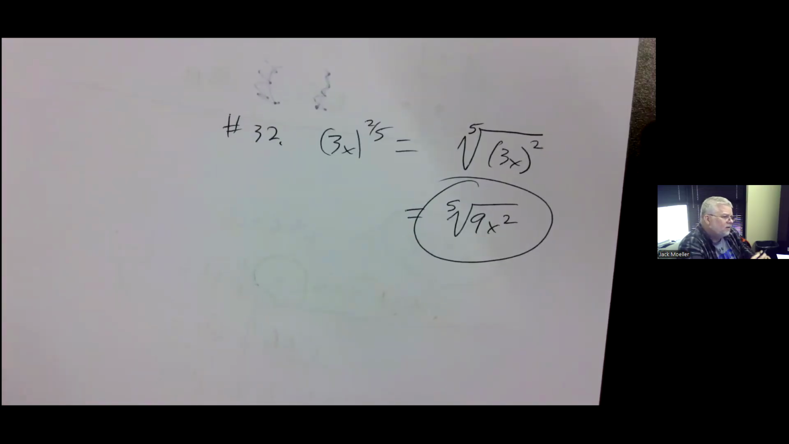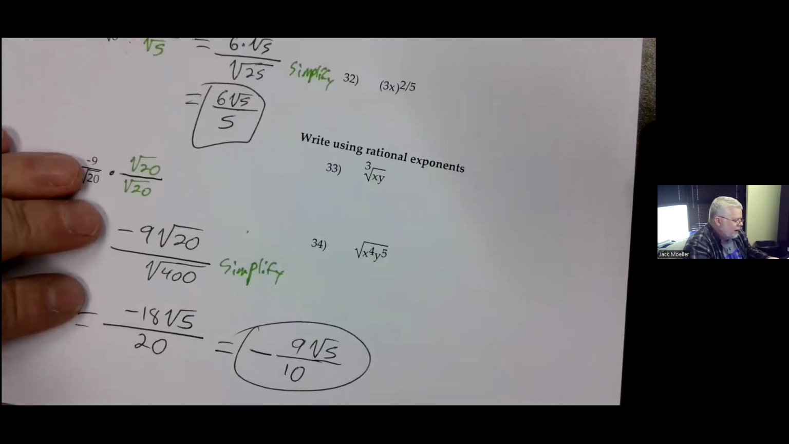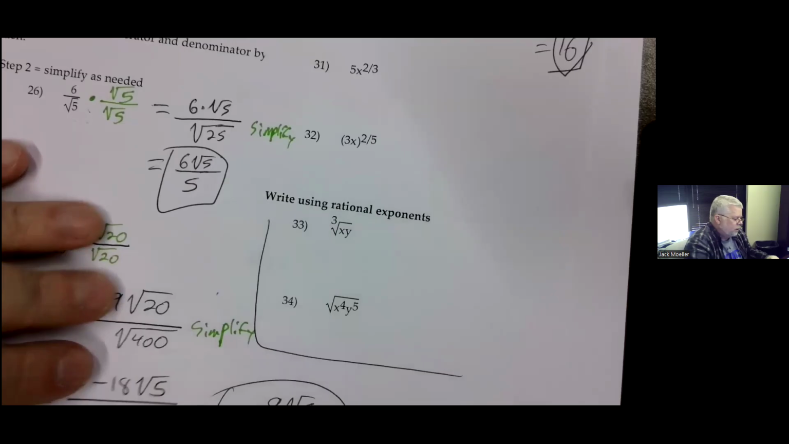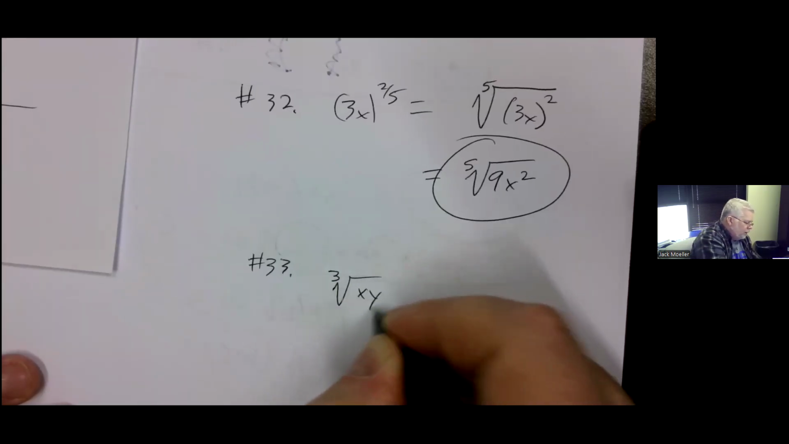Does that make sense? Hopefully. Let's do a couple more, practice that. So on 33, write using rational exponents. So we're kind of going in opposite order because now we're starting with the radical and now we need to go the other way. We have the cube root of xy.